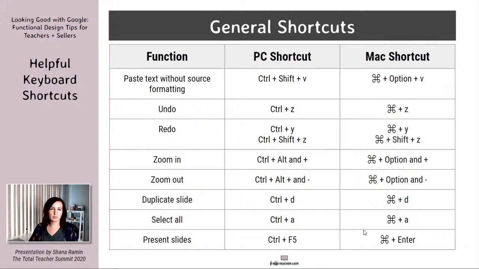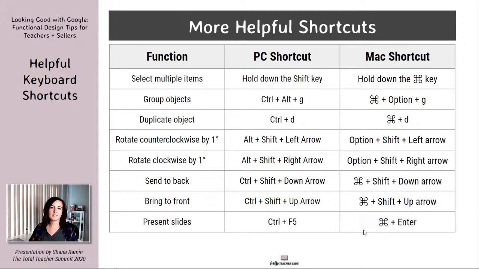So, paste text without source formatting, that's a really useful one. I didn't put cut, copy, and paste in here because I'm assuming we all are familiar with cut, copy, and paste, Control C and all that. So these are some of the lesser known ones, but that are still kind of general, must know keyboard shortcuts. And same thing with these over here. These are additional helpful shortcuts, especially when you're working with objects in Google Slides.